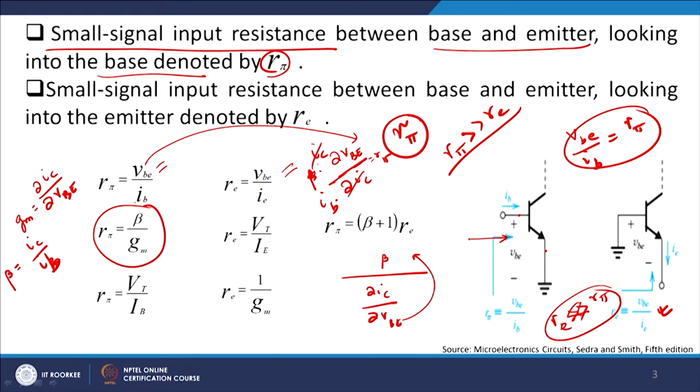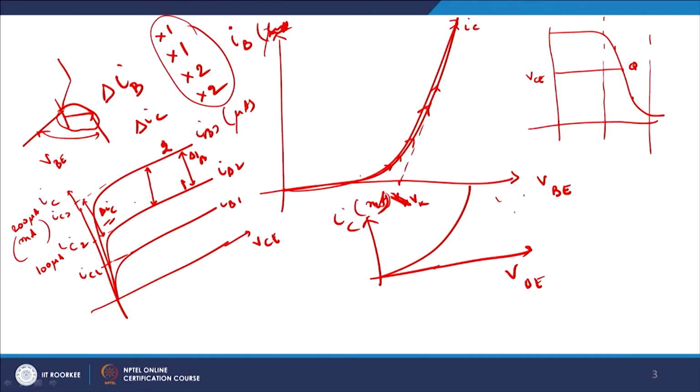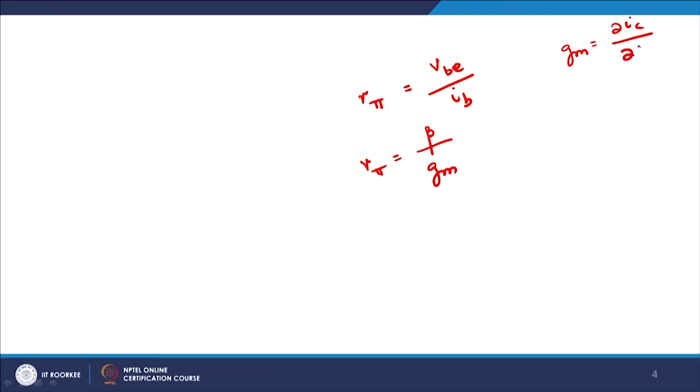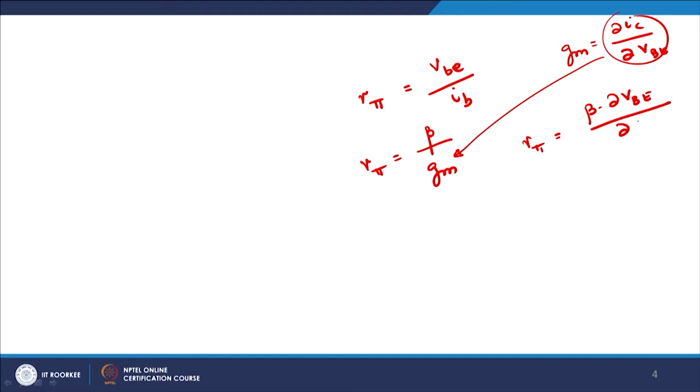I will do it once again if you want to. r pi is given as VBE by IB, remember. We also know r pi has been given as beta by gm. We know gm to be equal to del IC del VBE. So, if you put the value of gm in this equation, I get r pi as beta times del VBE divided by del IC, right.